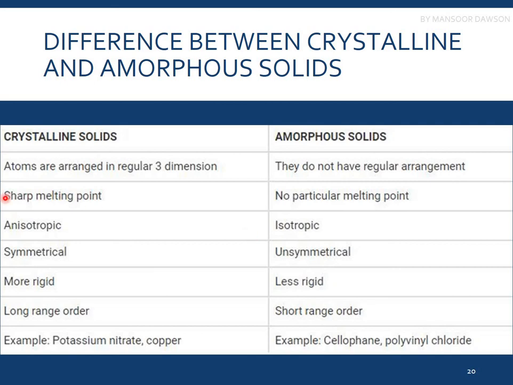So next we can see that the crystalline solids are symmetrical. Basically, they follow a proper symmetry, but amorphous solids are not symmetrical. The crystalline solids are more rigid, but the amorphous solids are usually not very rigid, and they follow a short range order, but the crystalline ones follow a long range order. Here we have examples of crystalline solids, that is potassium nitrate and copper, and in amorphous solids we can see cellophane and PVC, polyvinyl chloride, as examples.